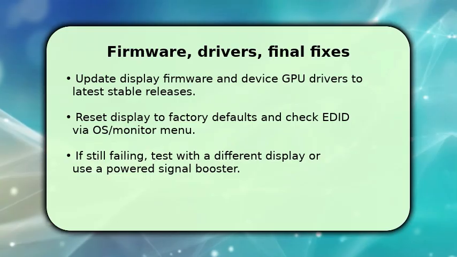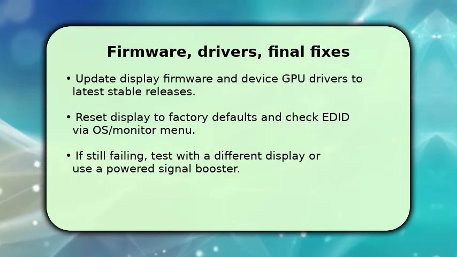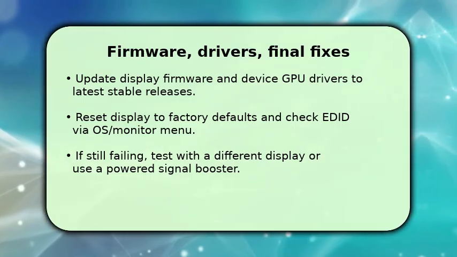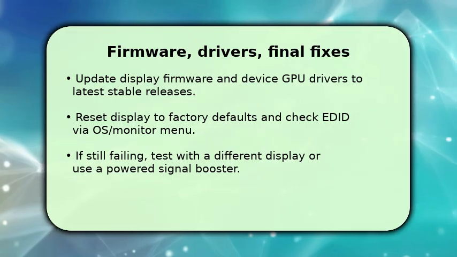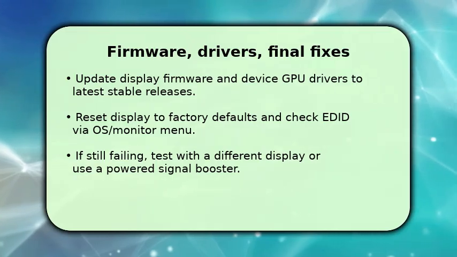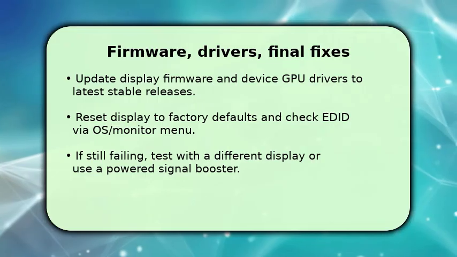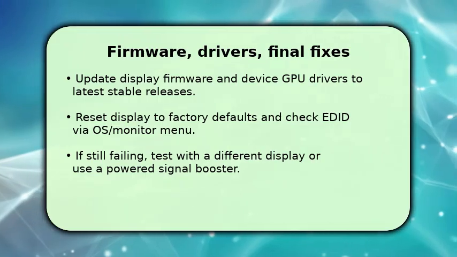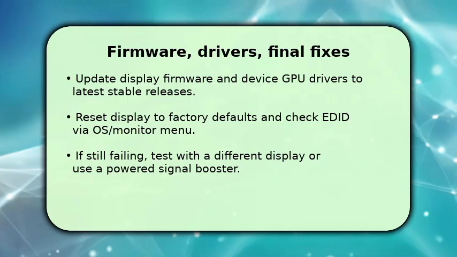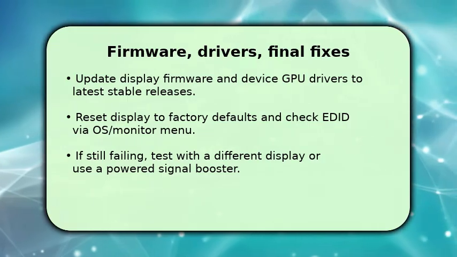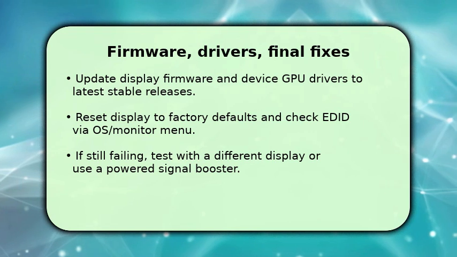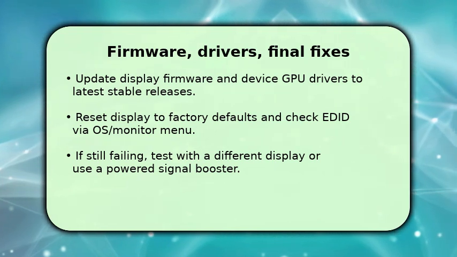Reset the display to factory defaults to clear custom timing profiles, and inspect EDID information in the OS or monitor menu so the source knows supported modes. If the problem remains, confirm behavior with another display or add a powered signal booster or active adapter. If nothing works, the key troubleshooting tip: swap components one at a time to find the faulty part.